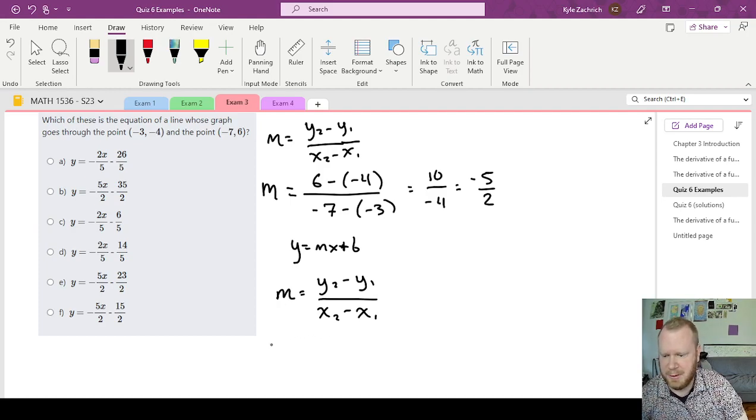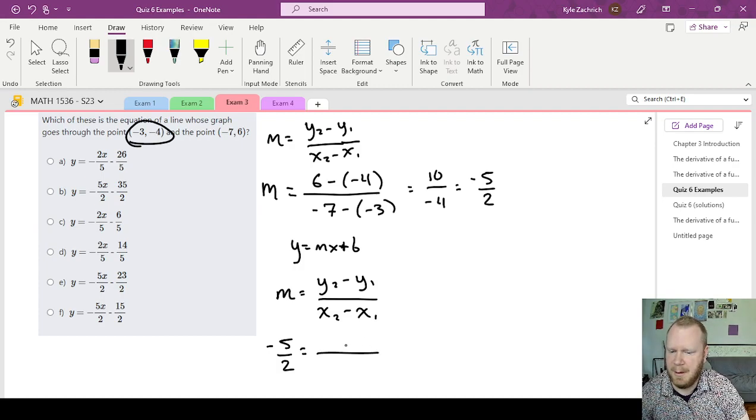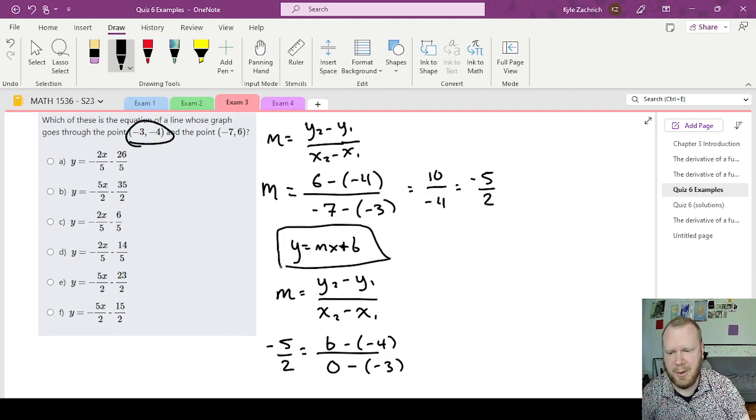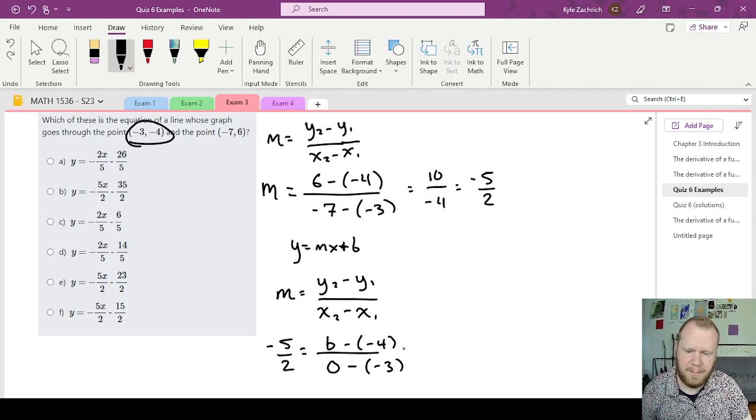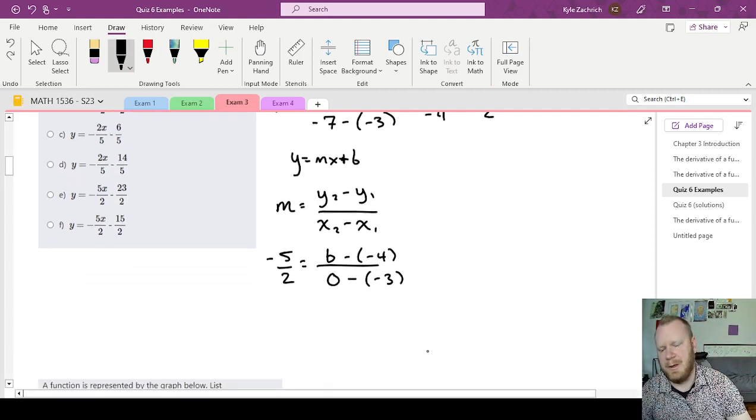So here's our slope. This is -5/2. I'm going to use this point here as my y1 and x1. So this is going to be minus -4 and minus -3. My y2 is going to be b, my y-intercept, and my x is going to be 0 in order to find that. So you get the same result if you would plug in the slope and this point x and y into here. Just another way to look at the same thing.